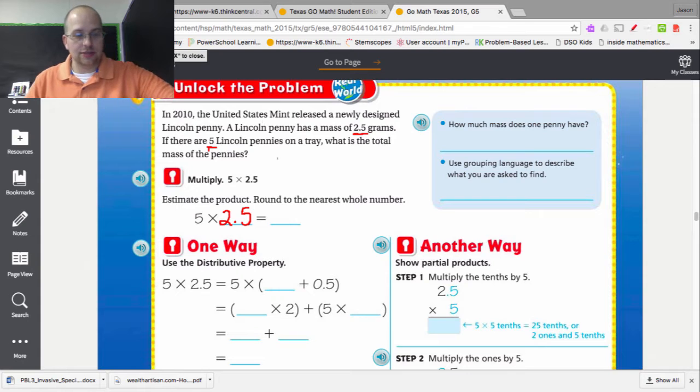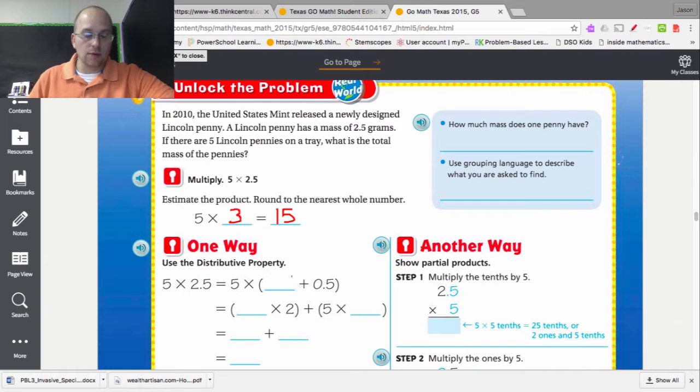I'm sorry, that's actually supposed to be an estimate. So let me erase that. There we go. Okay, so we can estimate this at 2.5 or 2.5 rounds up to 3, doesn't it? 2.5 rounds to 3, and 5 times 3 is 15. So we know our answer should be 15 or a little bit less than 15.